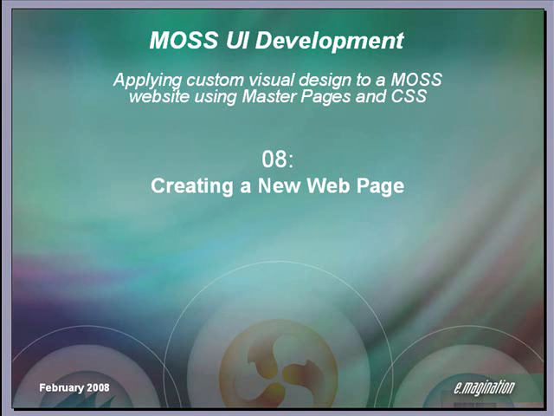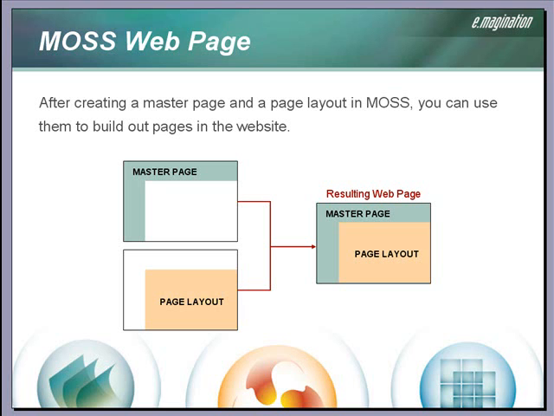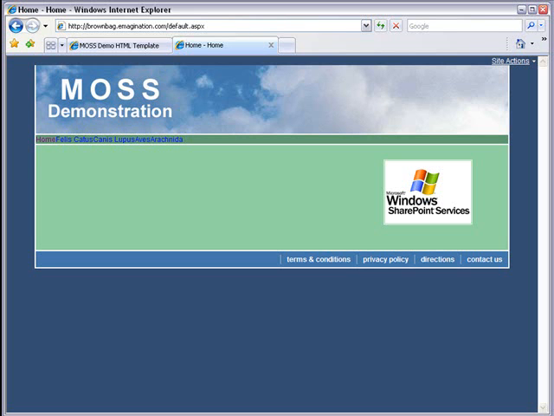Welcome to part 8 of our tutorial series on how to apply custom visual designs in MOS. In this part, I will demonstrate how to create a new web page from our custom page layout. I'm going to create a custom home page for our site. As I explained previously, we haven't styled the navigation yet, so it looks a little bit odd at the moment. For right now, we'll just concentrate on creating our new page.